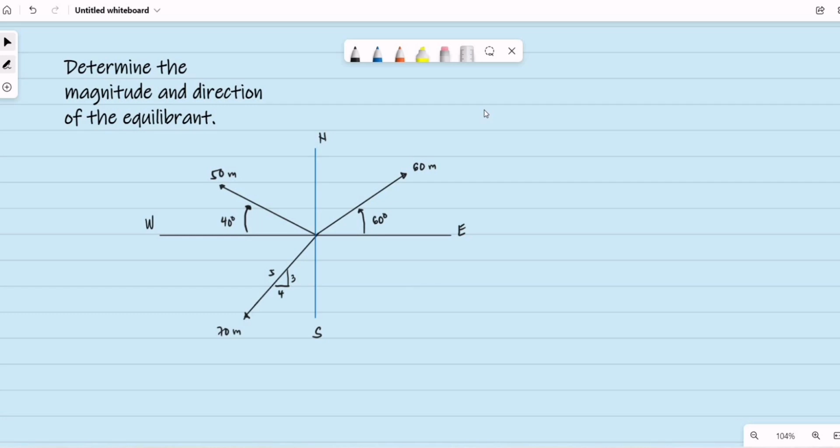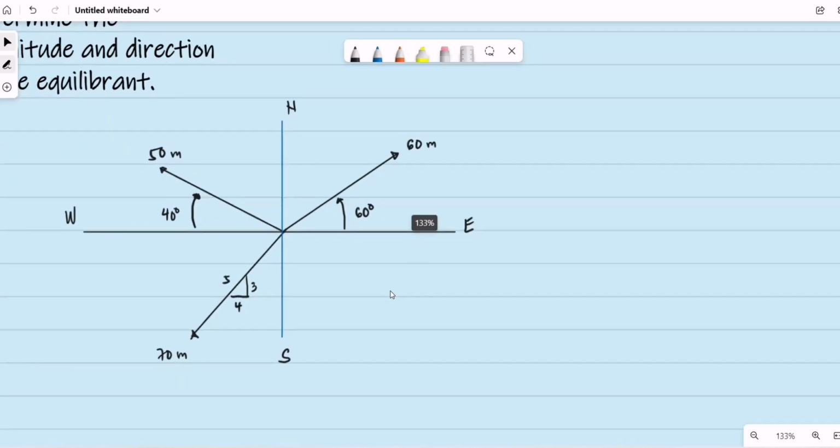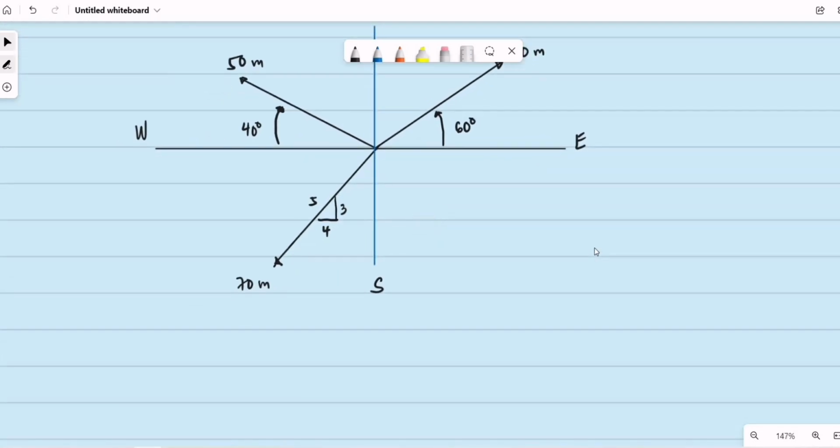So this is for the vector problem using the component method. So for this example, we are required to determine the magnitude and direction of the equilibrant. So these are our vectors, so 60 meters, 50 meters, 70 meters, and their corresponding direction. So we may convert this given slope in terms of an angle in degrees.